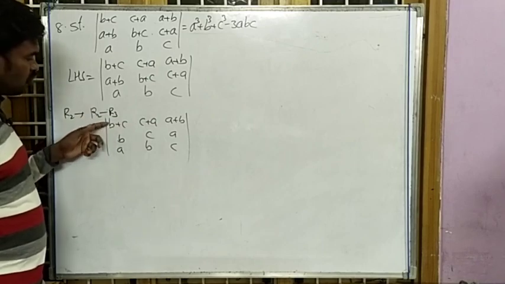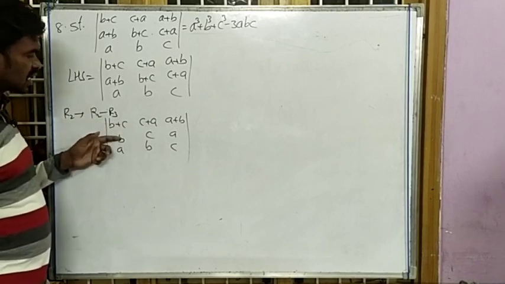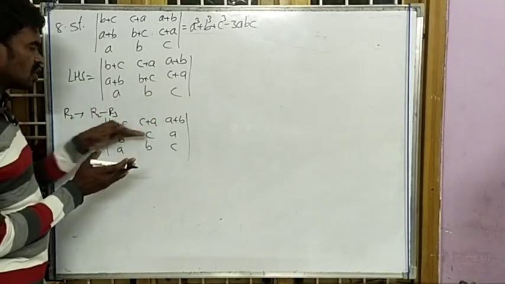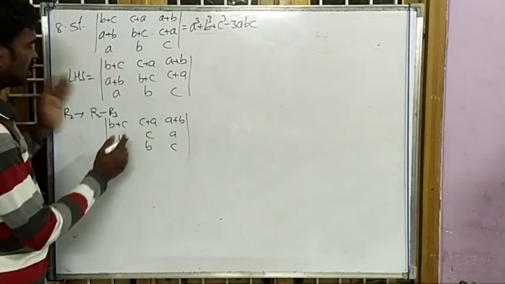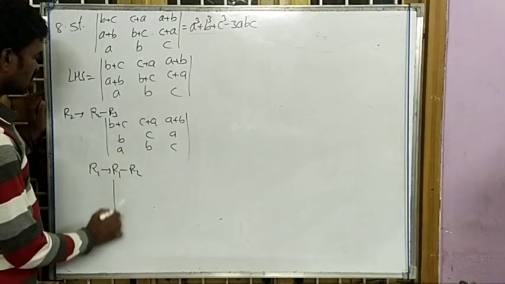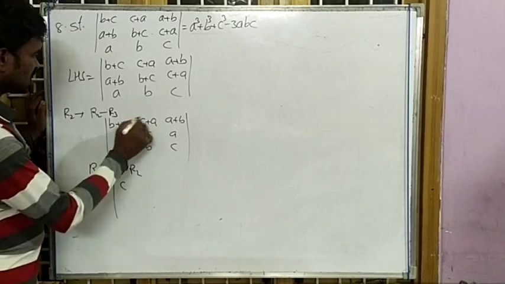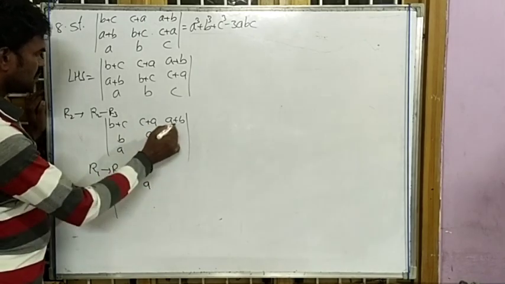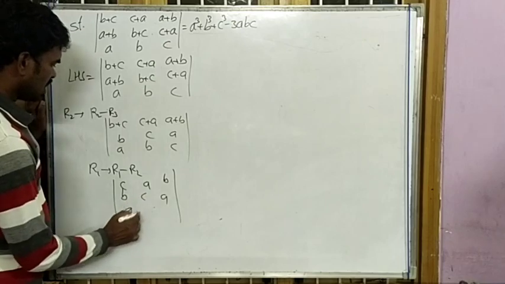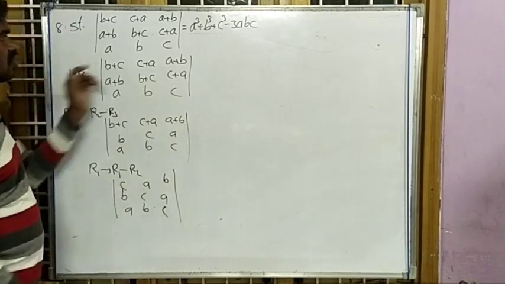If you remove b by subtracting the second row, there are double elements in the first row and singles in the second row. Whatever we do above, do the same below. So first row becomes first row minus second row. So b plus c minus b is c, plus a minus a is a, plus b minus a is b, and b, c, a, b, c. Now find the determinant, you will get the answer.